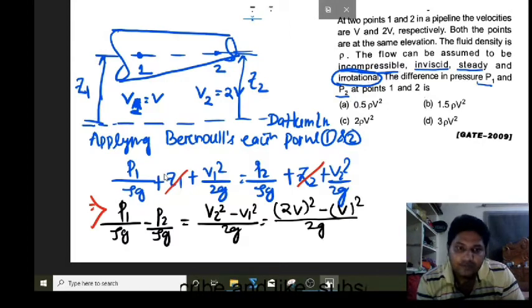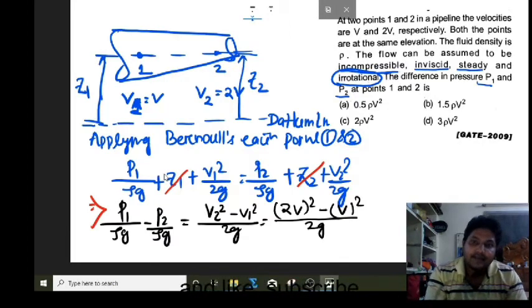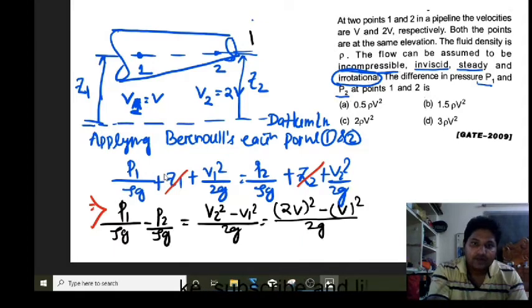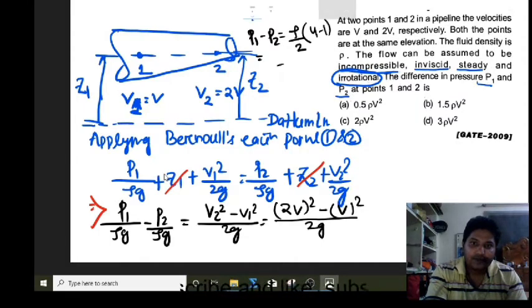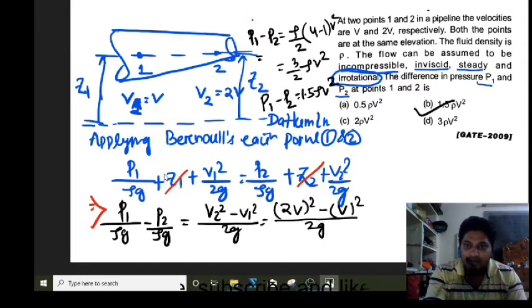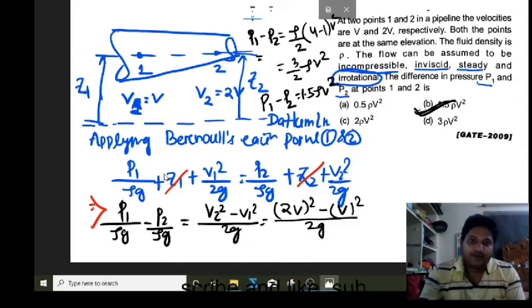Okay, but it is asking for the pressure difference. So this is P1 minus P2. The g cancels if you take the common factor. So this is rho by 2 into (4 minus 1), so this is 3 by 2 times b square, so 3 by 2 rho b square. The pressure at point 1 minus point 2 will be equal to 1.5 rho b square. Okay, so this is GATE 2009.